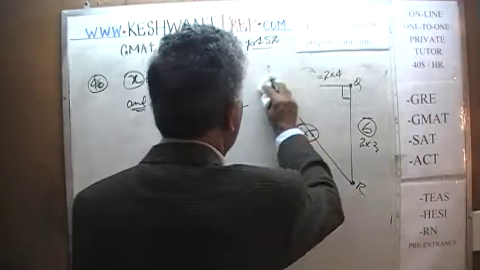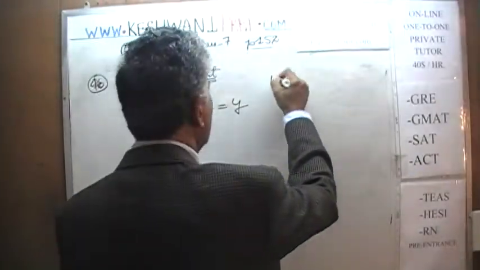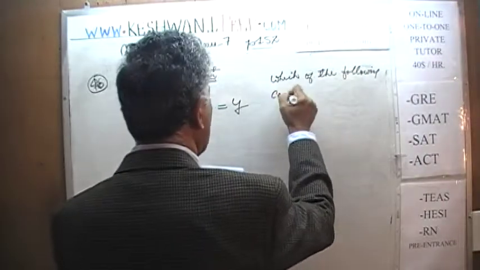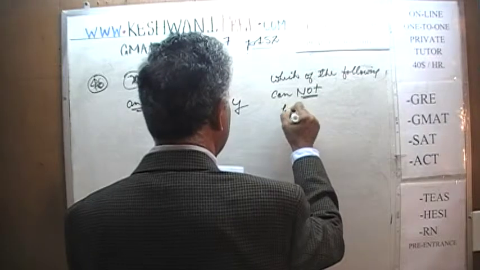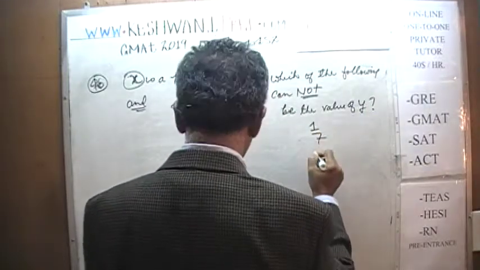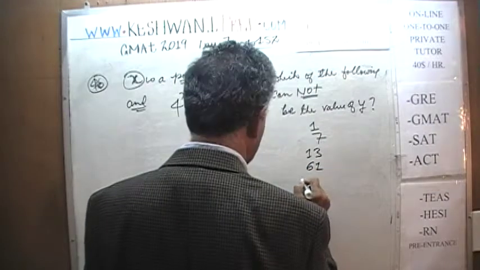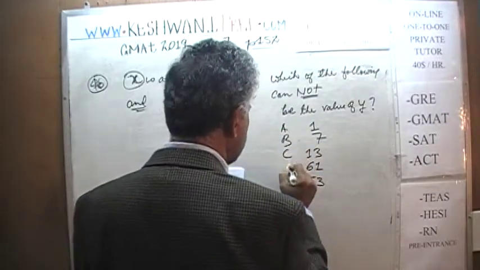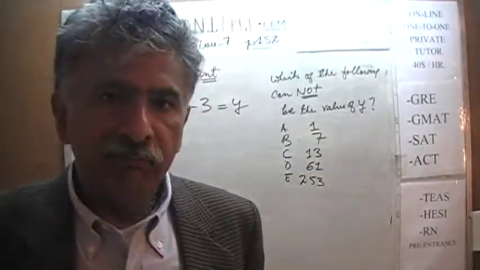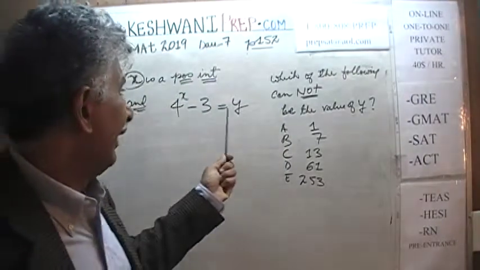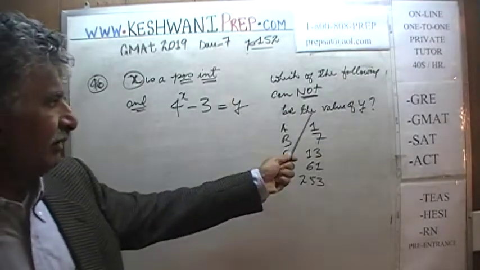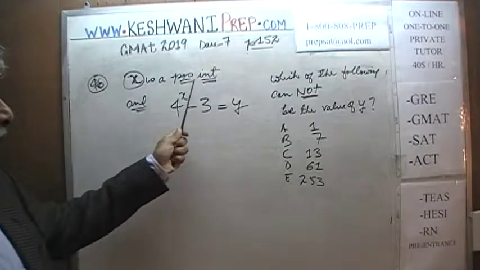The question is, which of the following cannot be the value of y? 1, 7, 13, 61, 253. There are 5 choices there. Out of those 5, 4 of them are possible values for y to take. Only one is such that y cannot take that value. And our job is to figure out which one of these cannot be the value of y, given the fact that x is a whole number and it's positive.